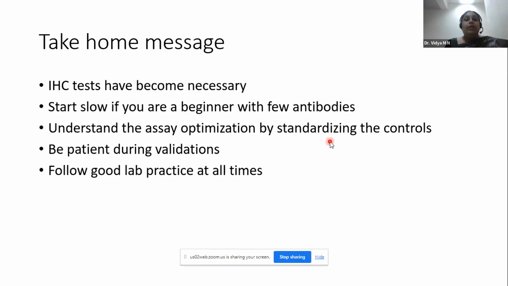Start slow if you're a beginner, with very few antibodies. Learn to understand your screening panels and your confirmatory panels. Understand the assay optimization by standardizing the controls. Controls is something that is very, very important. I will keep stressing this again and again, because a lot of false negatives and false positives can occur if you're not using a correct and proper control. And you need to be very patient during validations, especially for your concentrated antibodies. You need to attack one variable at a time and follow good lab practices at all times. Generate a good quality report. Thank you.